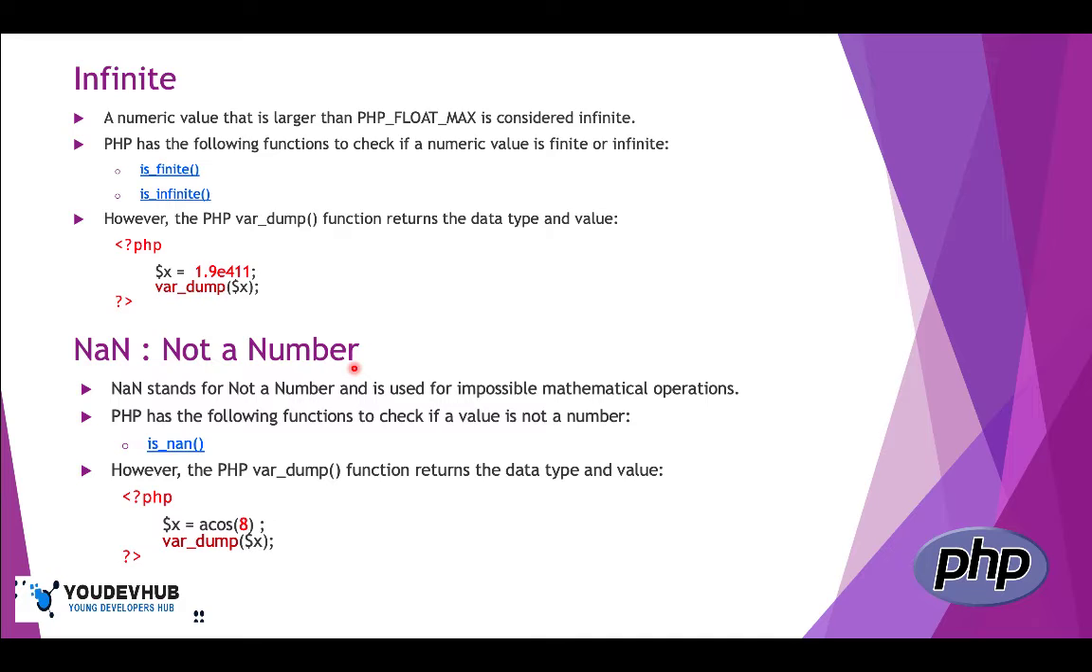We have the other one, NaN, not a number. NaN stands for not a number and is used for impossible mathematical operations. Like this, to say, if we are given some mathematical operation that does not exist, it's going to assume it is not a number. Like if we are given a cos 8, let's go ahead and try it in our text editor.